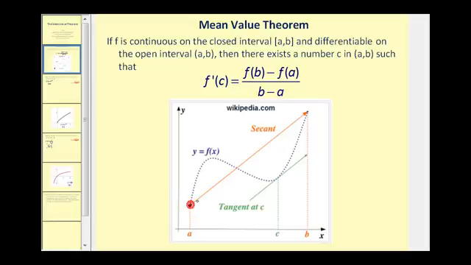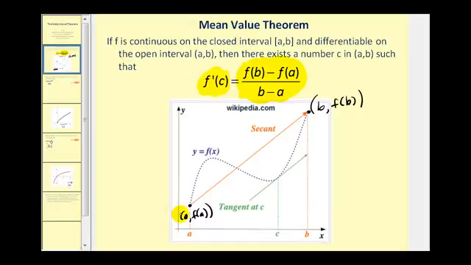This point right here would be a, f of a, and this point right here would be b, f of b. So this side of the equation, this quotient right here, is just the slope of the secant line, as we see in orange. This is y2 minus y1 divided by x2 minus x1. And the left side, f prime of c, would be the slope of the tangent line at x equals c. So what this is saying is the slope of the secant line is equal to the slope of the tangent line at x equals c.